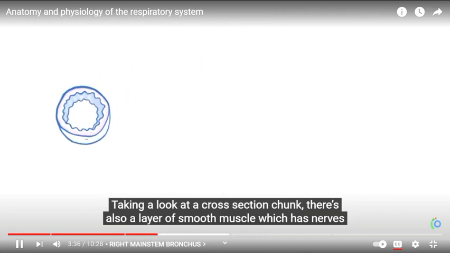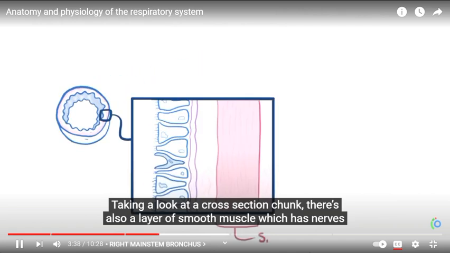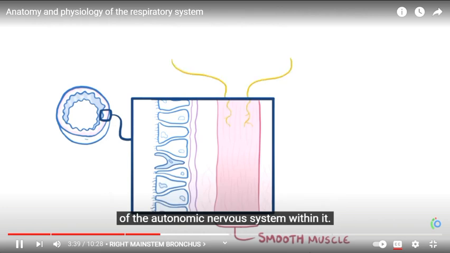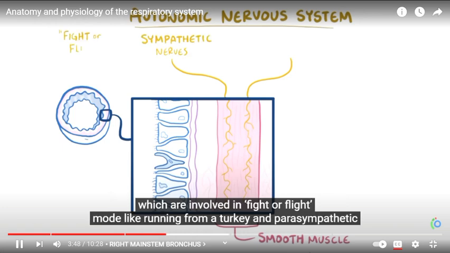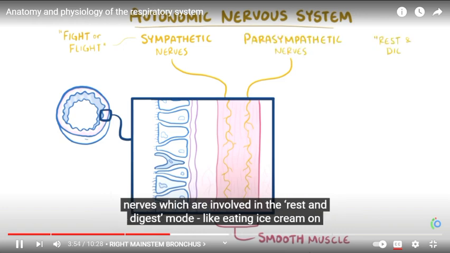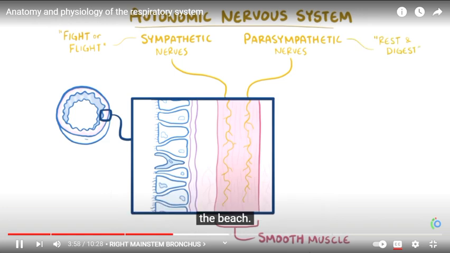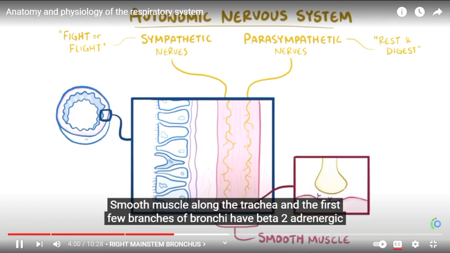Taking a look at a cross-section, there is also a layer of smooth muscle which has nerves of the autonomic nervous system within it. The autonomic nervous system is made up of two basic types of nerves: the sympathetic nerves, which are involved in the fight or flight mode like running from a turkey or a big snake, and the parasympathetic nerves, which are involved in the rest and digest mode like eating ice cream at the beach.